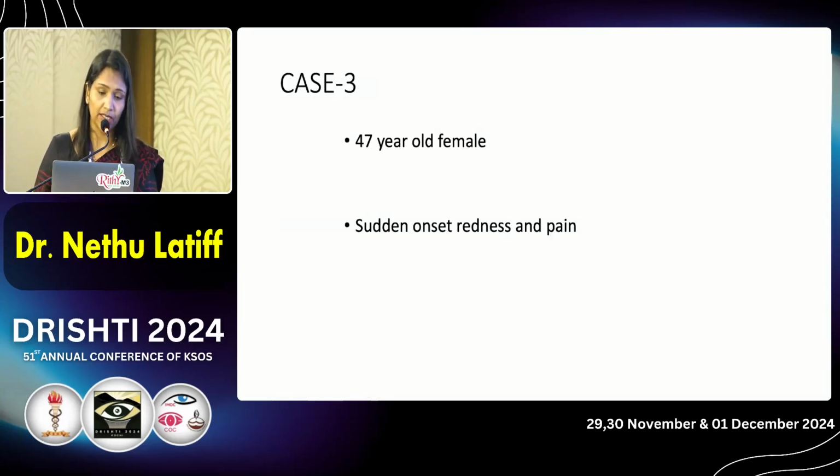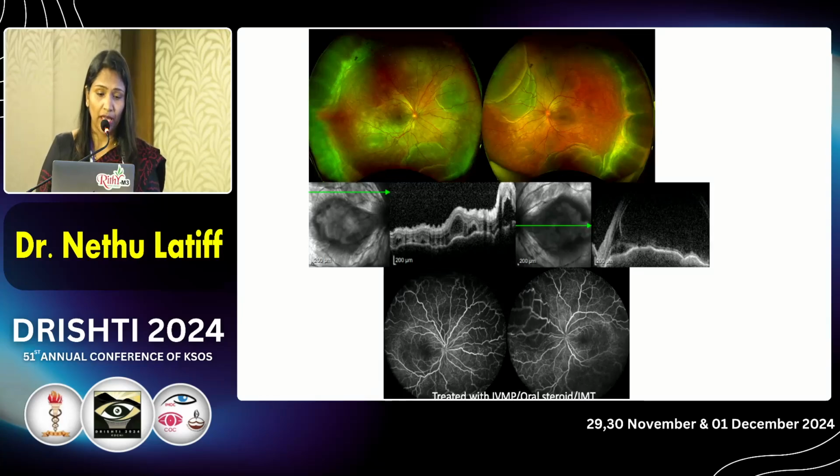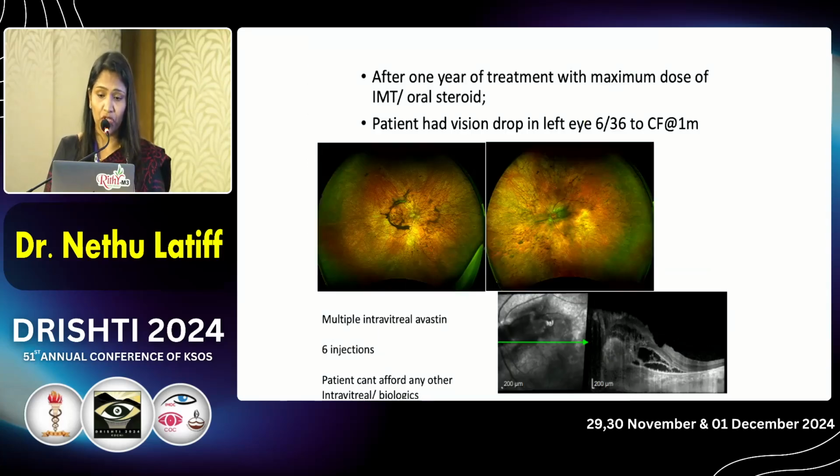Case 3, a 47-year-old female with sudden onset redness and pain. As you can see, it is a bilateral exudative retinal detachment with RPE undulations and possibly subretinal detachment. No doubt it's a case of VKH, treated with IVMP, oral steroids, and IMT. After 1 year of treatment with maximum dose of IMT and oral steroid, the patient had a vision drop in the left eye. As you can see in the fundus photo, it's a sunset glow fundus, and in the right eye there's a subretinal fibrosis, and in the left eye there is a peripapillary CNVM.